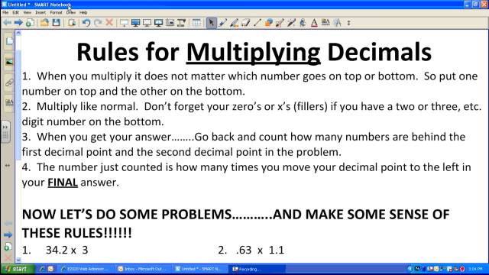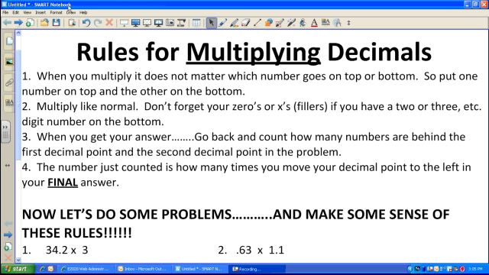Step 3, when you get your answer, this is when we're going to go back and look at our decimal points. We're going to go back and count how many numbers are behind each decimal point in the first row and the second. Now, you're not always going to have a decimal point in both rows, but you still want to look at both of them in case you do. You still need to count both of them.